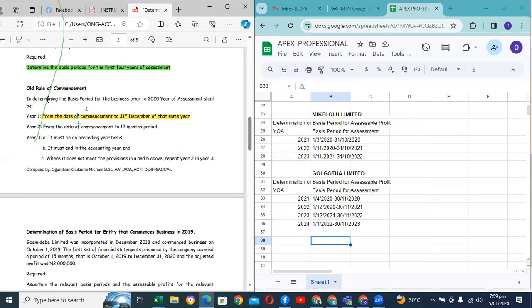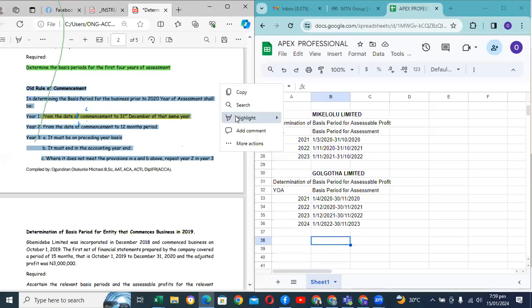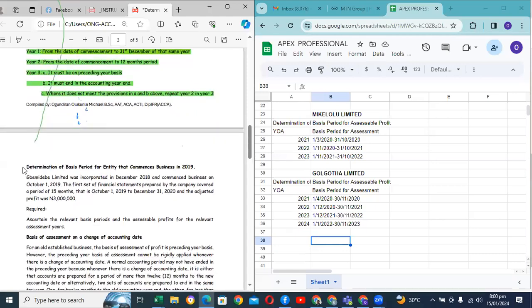Now, I'm not really concerned about solving a question that would be a full-fledged old rule. My own problem here is to solve for you how you attempt a year that has a company that commences business in 2019 that has both the old rule and the new rule. Are we together, please? Yes. Good. Now, in order to illustrate that, let's quickly solve Bemidebe.